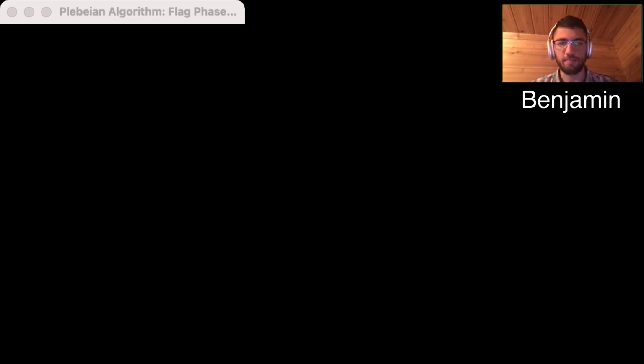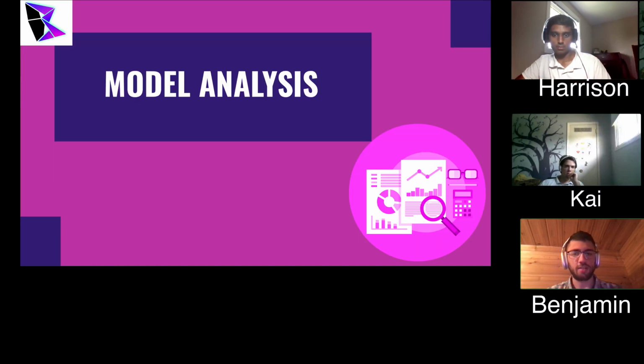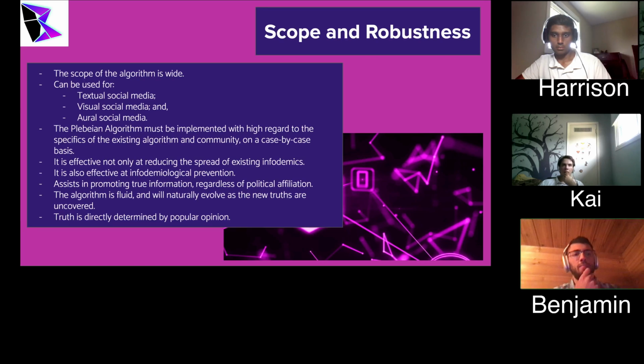Okay. So now I'd like to talk a little bit about the model analysis. So I'm going to talk about the scope and the robustness of our algorithm. So the scope of the algorithm is very wide. It can be used on a bunch of different types of social media. We specifically analyze textual social media, but it can also be done for visual social media and oral social media. So it could be expanded very easily.